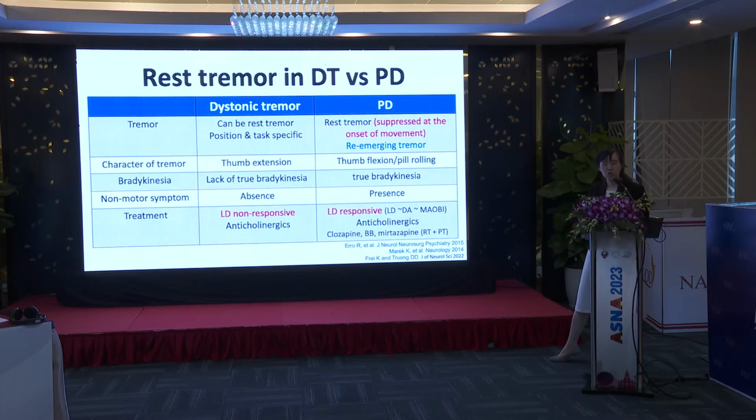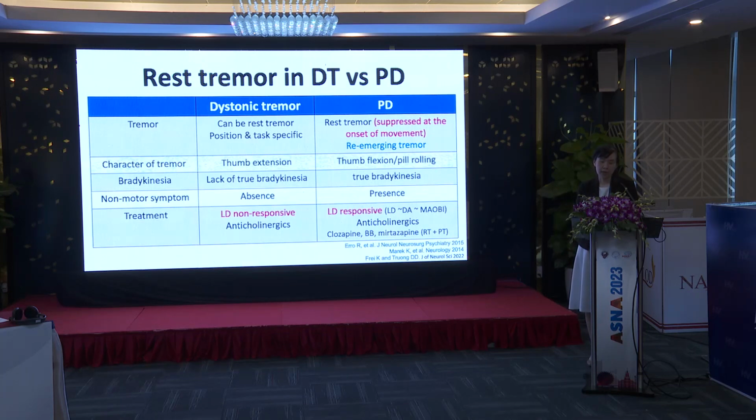But let me show you how to differentiate between rest tremor in dystonic tremor versus PD. You can see here that dystonic tremor can occur at rest, as well as PD. But PD rest tremor can be suppressed at the onset of movement. It means the tremor is at rest like this, but when you ask the patient to move the hand, the tremor stops. And it can re-emerge again in Parkinson's disease, which is very specific for PD.